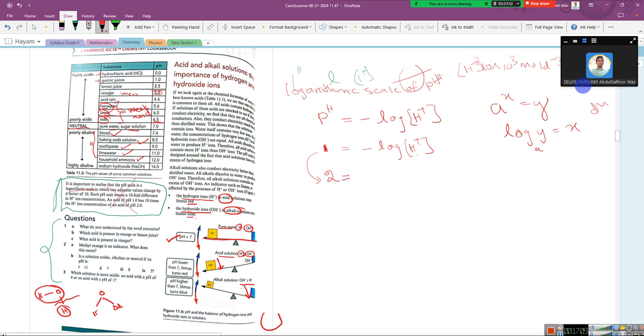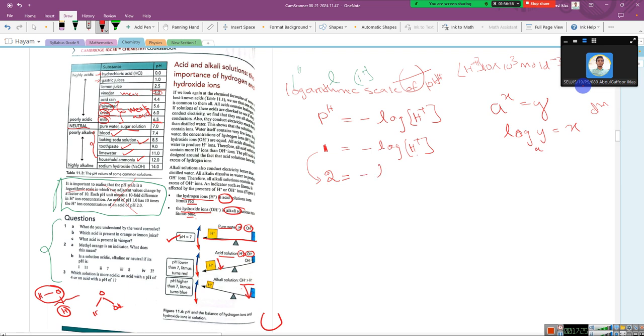Are they talking about the table which is above, or is it a different topic from that? No. They are not talking about the table here. They are just considering the pH equation and comparing.